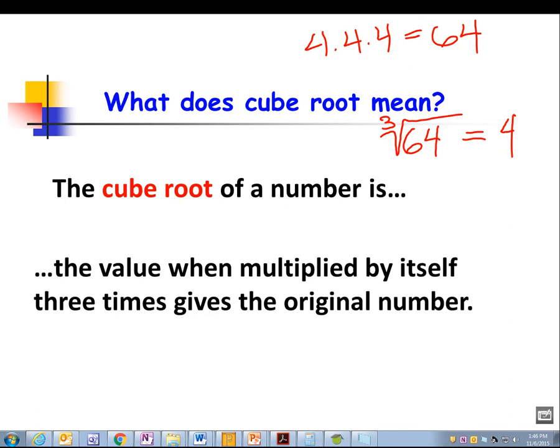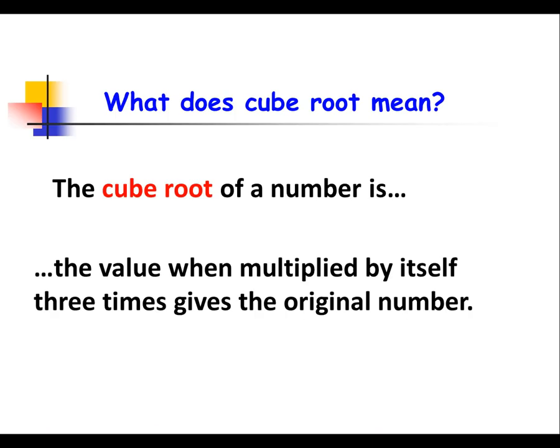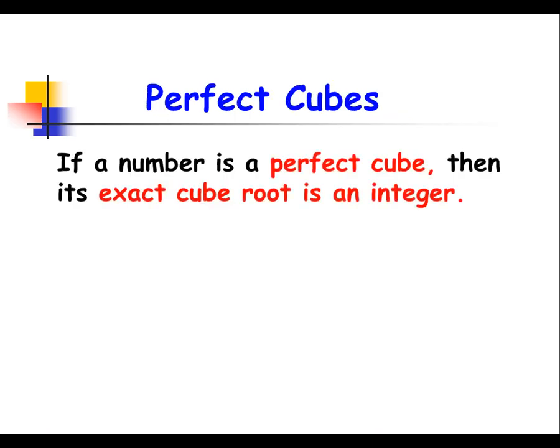We'll get the perfect squares. No, we won't. So perfect cubes, thank you. Perfect cubes. If a number is a perfect cube, then the exact cube root is an integer. So it can't be a decimal.